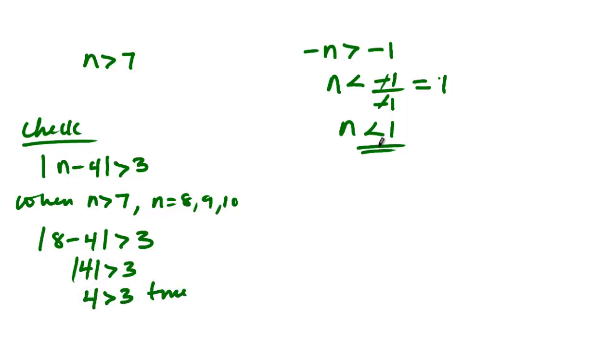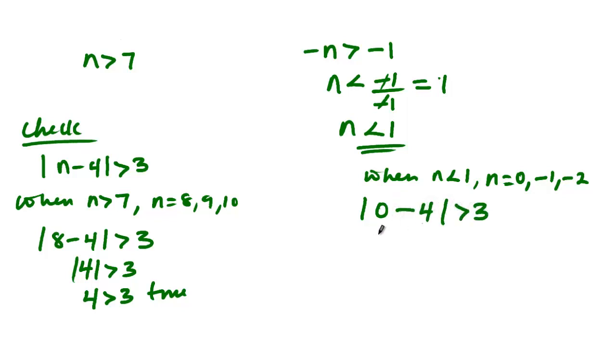That is true. Then let's consider the other one, when n is less than 1. Let's think of the integer values less than 1. This implies that n could be 0, -1, -2. So let's pick the maximum extreme value for n less than 1, which is 0. Plugging it in, we have the absolute value of 0 minus 4, which is the absolute value of -4, is greater than 3. And the absolute value of -4 is 4, which is greater than 3.